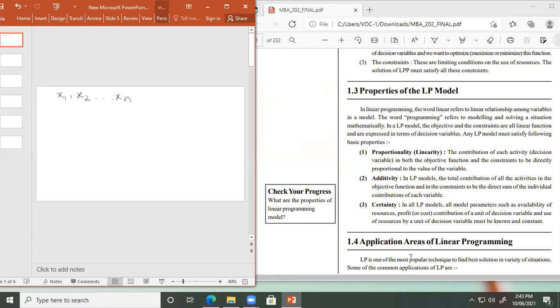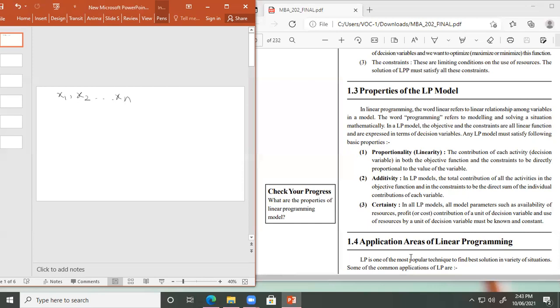It means the contribution of each activity, or decision variable, in both the objective function and the constraints is directly proportional to the value of the variable. Additivity: in linear programming models, the total contribution of all the activities in the objective function and in the constraints is the direct sum of the individual contribution of each variable. The proportionality, that is directly proportional. Next is additivity: it has to be the direct sum of the individual contributions of each variable.